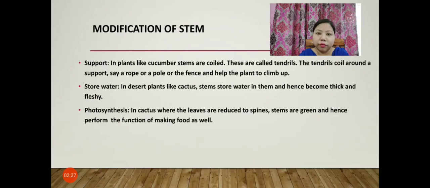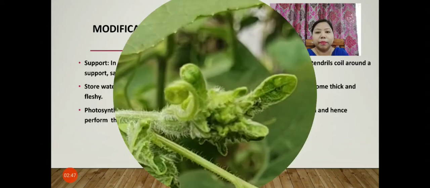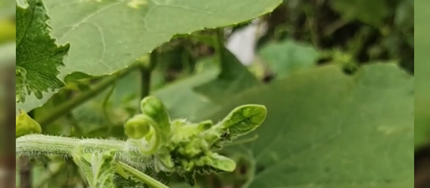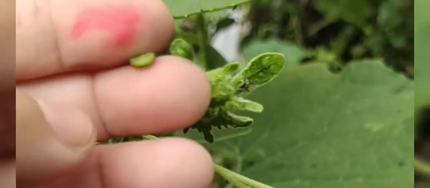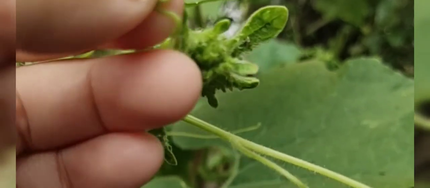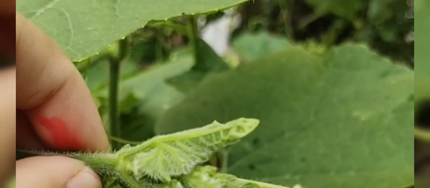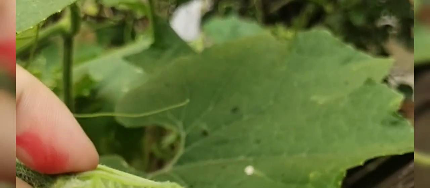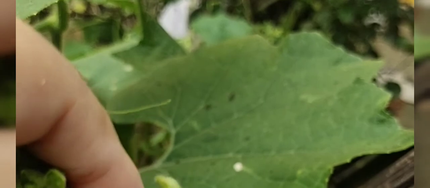Rather than storing food, modified stem can also provide support. In plants like cucumber, stems are coiled. These are called tendrils. The tendrils coil around a support, say a rope or a pole or any fence, and help the plants to climb up. So the tendrils are the modification of stem which helps the plant to support itself.